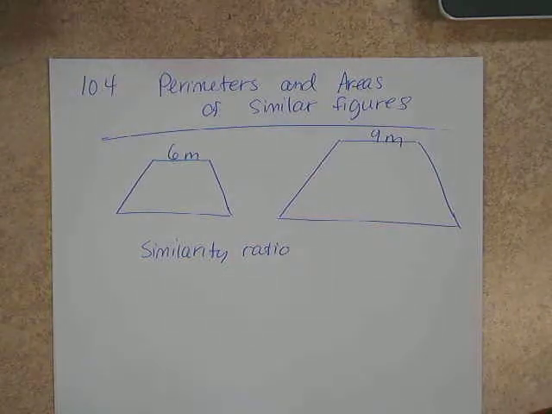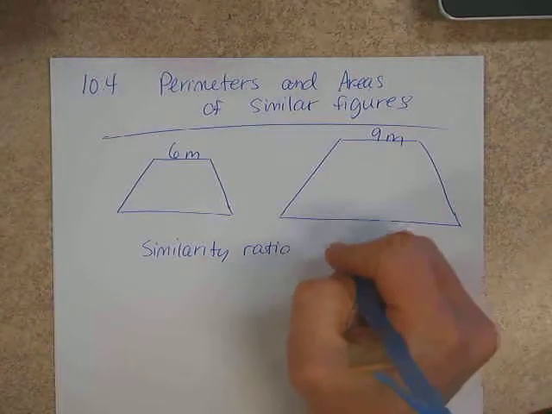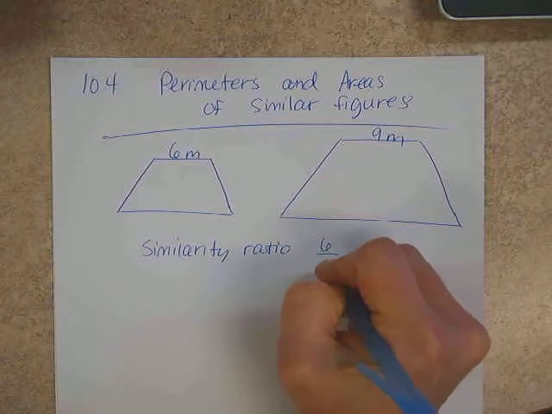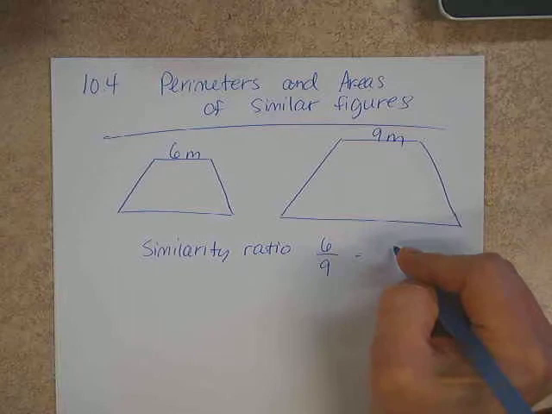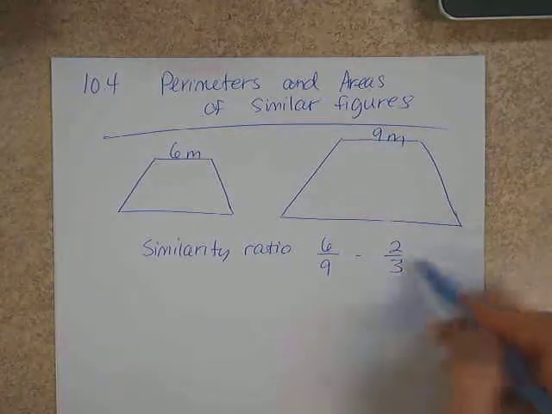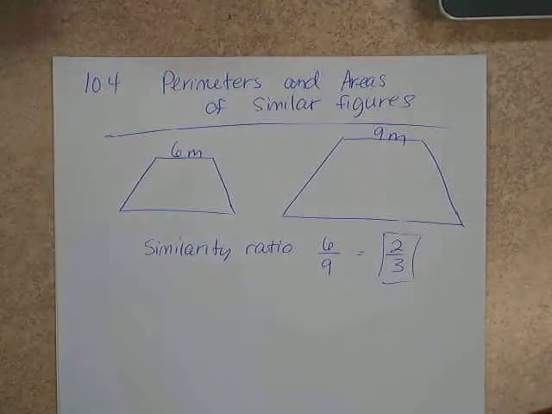And remember, the important part about the similarity ratio is it's not two lengths on the same side. It's one side or one shape to the other. So it's not two lengths on the same shape. You go one shape to the other. So the similarity ratio of the smaller to the larger figure would be 6 to 9, which would simplify to 2/3. Okay, so your similarity ratio would be 2/3.